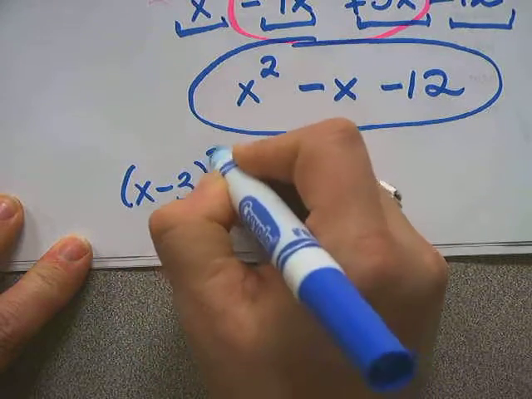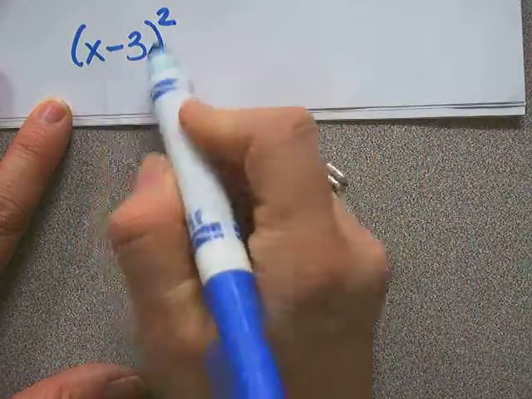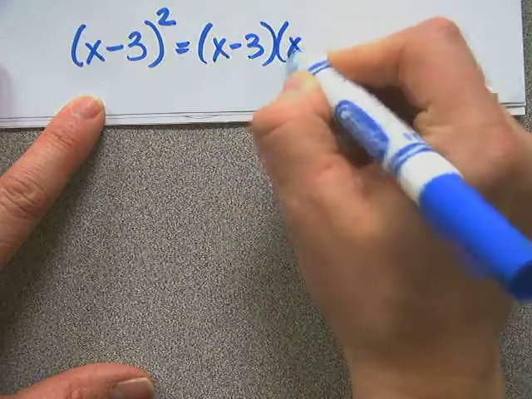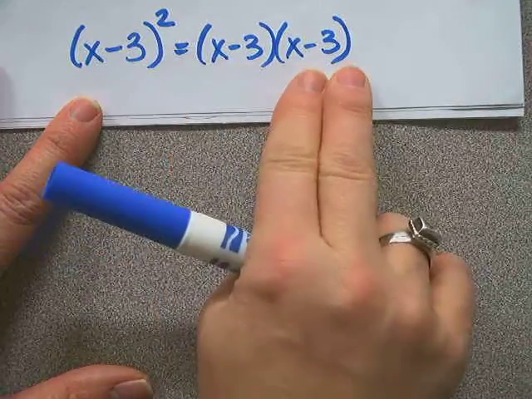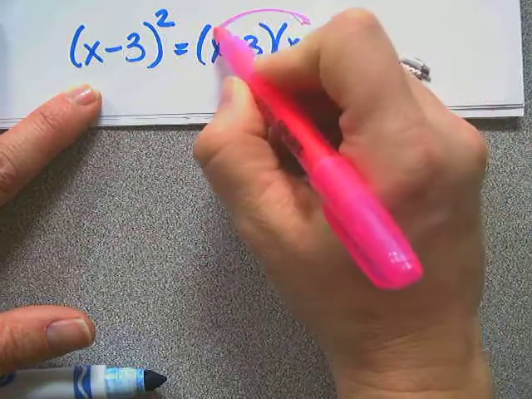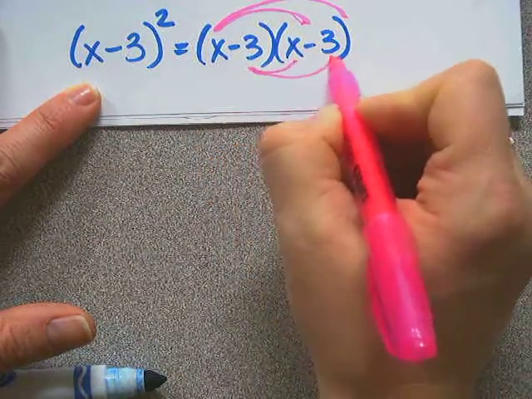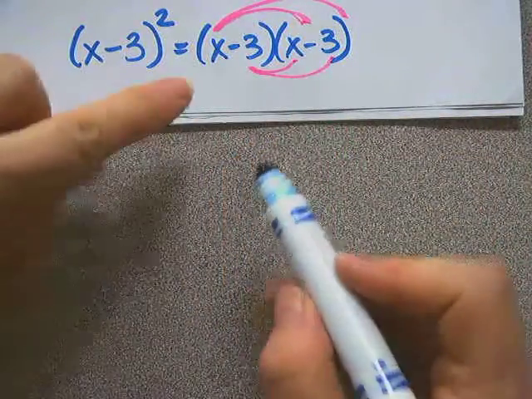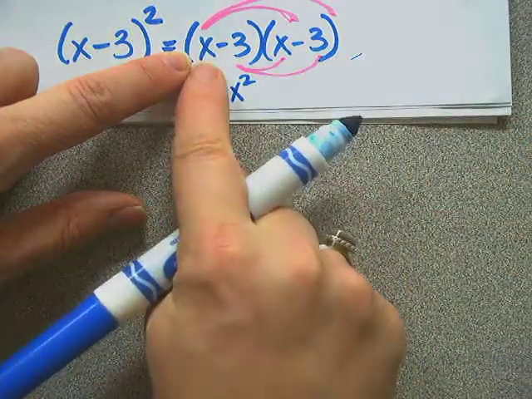Okay. All right, so let's do this example. What would you do if you saw something like this? Well, by definition, anything squared means that thing times itself. And if you notice, now we have a binomial times a binomial. So we're going to use the distributive property twice. The first term has to be distributed, and then the second term.